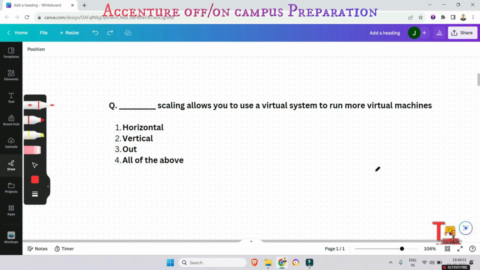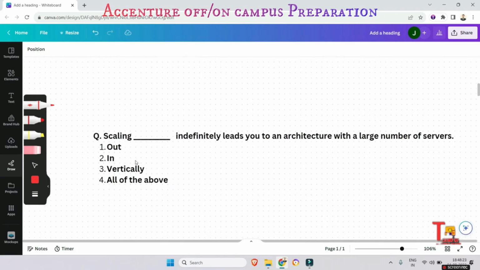The answer will be vertical scaling, right? Vertical scaling, actually, another name is upgrading also. It is a method of increasing the capacity of a virtual system by adding more resources to a single virtual machine, right? So the answer will be vertical scaling, right? Okay, let's go to the next question.